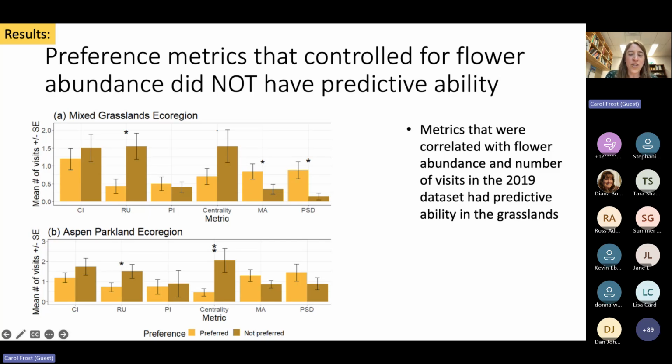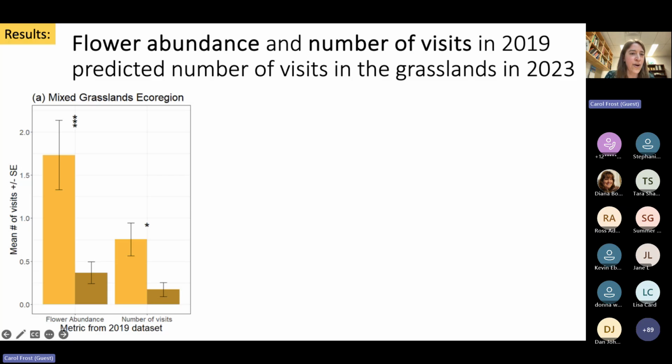So that was an interesting result. Given that it was only the metrics that didn't control for abundance very well, we thought, well, how does just flower abundance do at predicting number of visits? We found that both flower abundance and number of visits in the 2019 dataset predicted number of visits in the grasslands in 2023. So what we have here is if it was one of the most abundant species on the grassland transects in 2019, it received significantly more visits when put out into potted plants in 2023 than if it was one of the least abundant flowers on the landscape in 2019. And that was the best predictive ability. That was better than any preference metric.